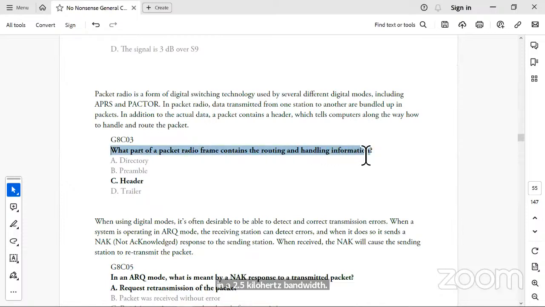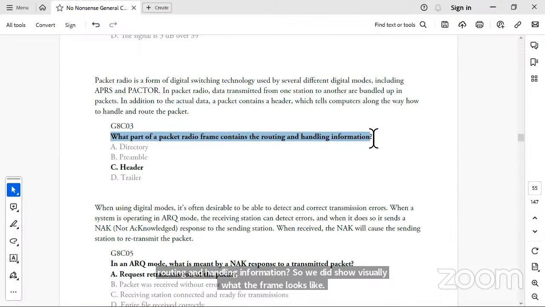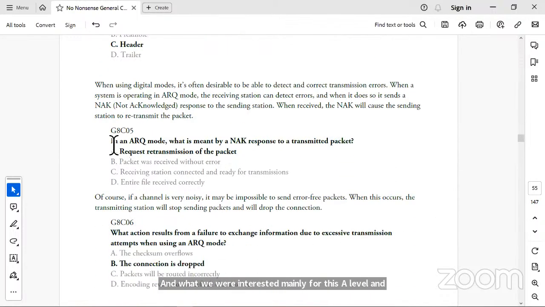What part of a packet radio frame contains routing and handling information? So we did show visually what the frame looks like, but we were interested mainly for this level and the course, the header is what will contain routing and handling.